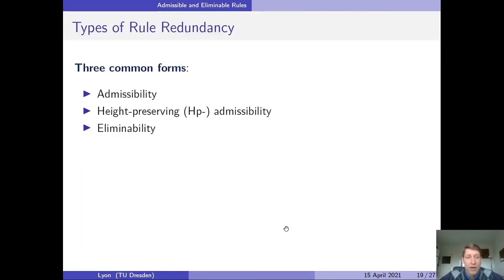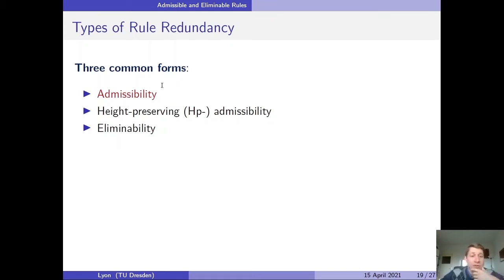So there are three common forms of rule redundancy that appear in proof theory. The first is the notion of an admissible rule. A rule is admissible if and only if anything derivable with it is derivable without it. So what that means is that if you want to, you can use the rule or not use the rule. You can throw it away from your system.